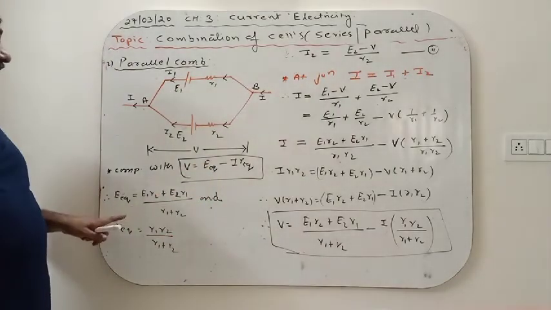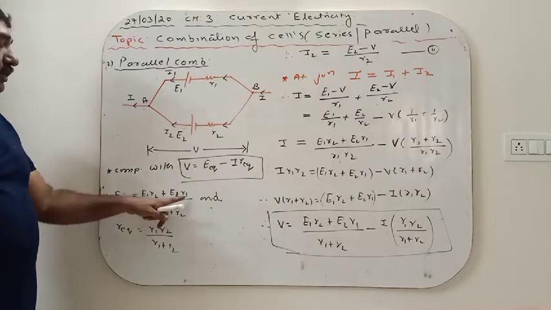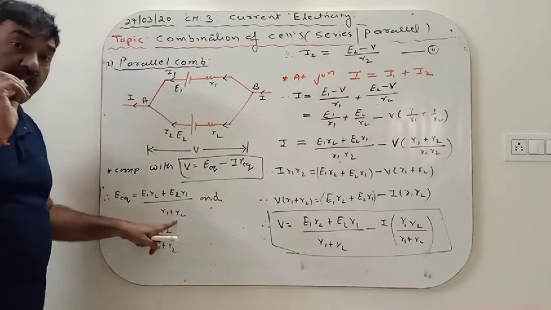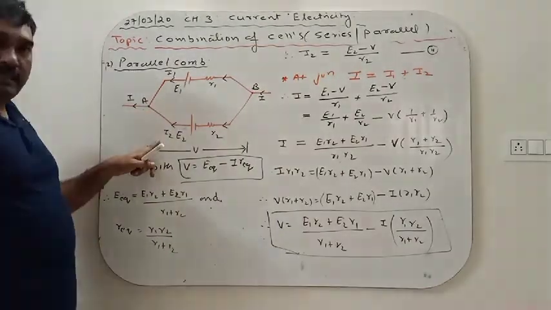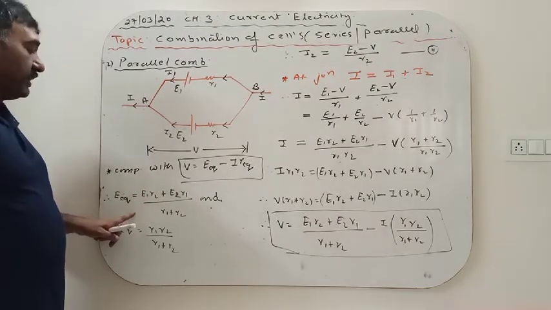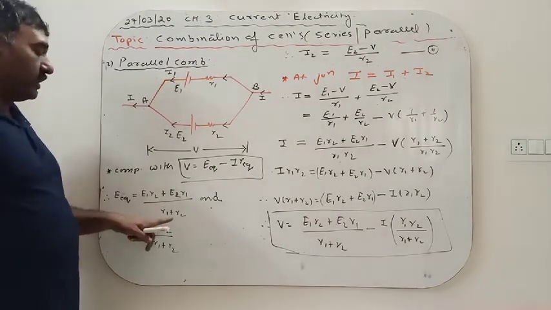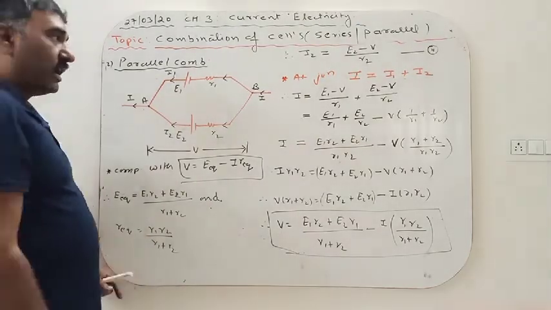So finally we have obtained the equation E1 R2 plus E2 R1 upon R1 plus R2, and you have to remember this formula very clearly. When you have two cells of EMF E1 and E2, the equivalent EMF is E1 R2 plus E2 R1 upon R1 plus R2, and the equivalent resistance is R1 R2 upon R1 plus R2.